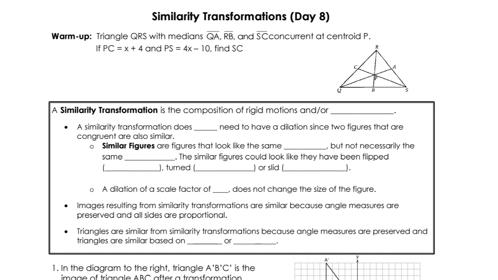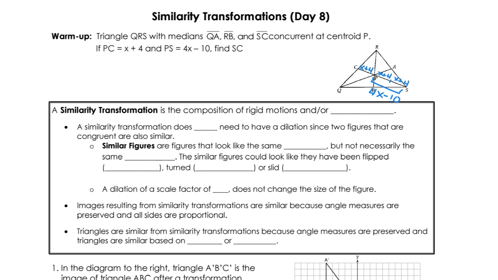All right, guys, we're on day 8 of Unit 7, and in our warm-up, we have triangle QRS with medians QA, RB, and SC concurrent and centroid P, and they're telling us that PC is x plus 4, and that PS is 4x minus 10. And I put a bracket on this one because I can already tell that this is the bigger piece where x plus 4 is going to fit in there twice.